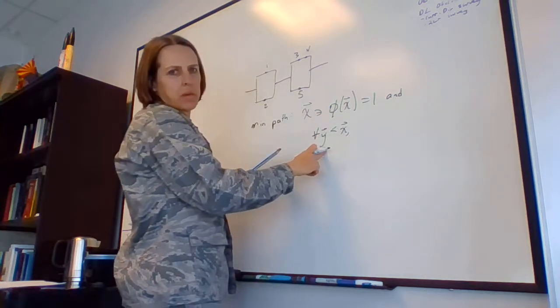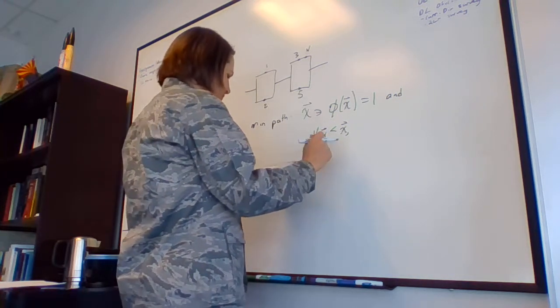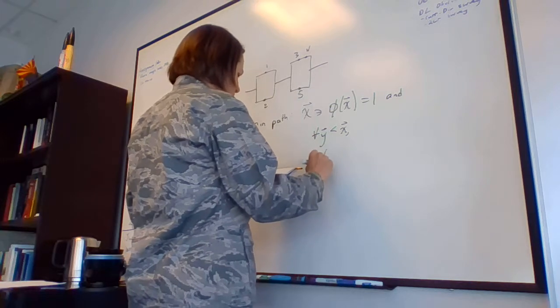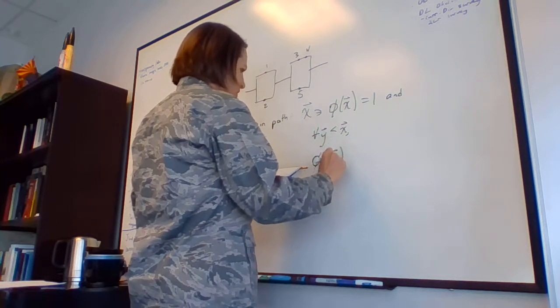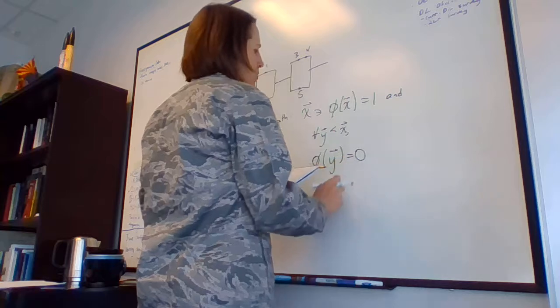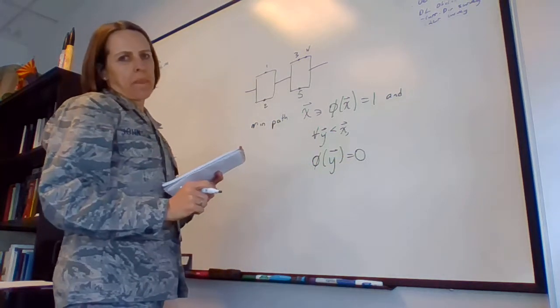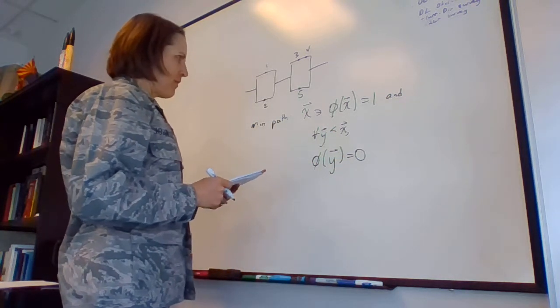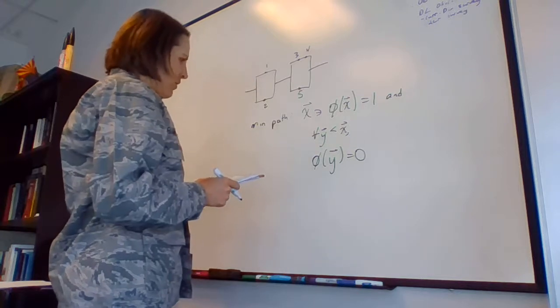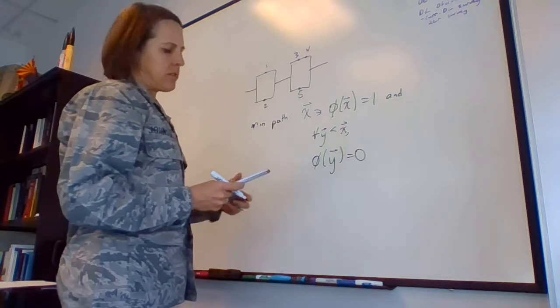So y is going to be 0 if x is 1. That the structure function for y is equal to 0. The value is equal to 0. So if we take away the min path, then we're going to have the system not working. This gives us an upper bound on the system reliability.